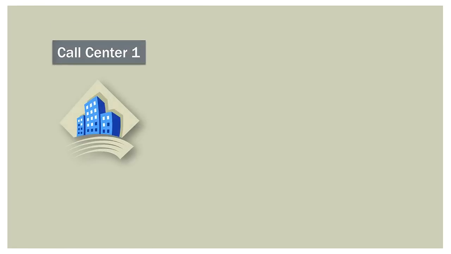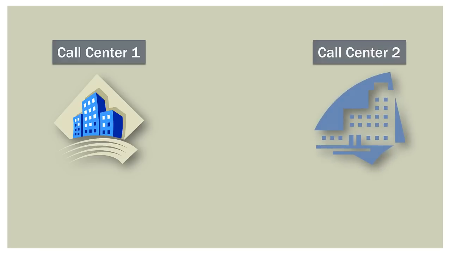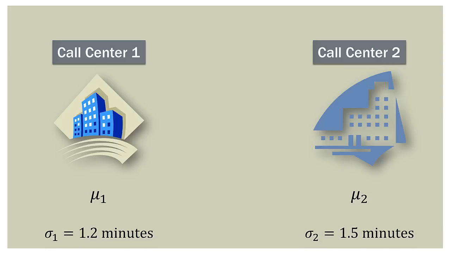So we have call center 1 over here on the left and call center 2 over here on the right. Now each one has its own population mean, so mu sub 1 and mu sub 2. Now we are given, or from previous data in the past, we know the population standard deviations, or the sigmas.